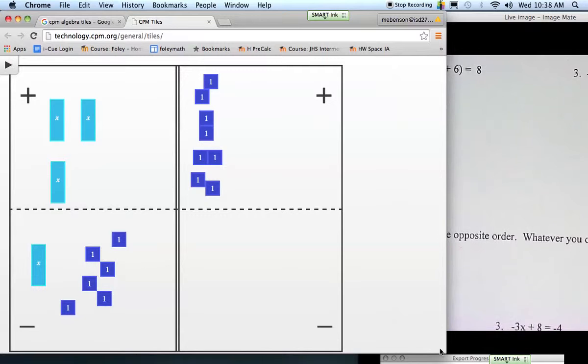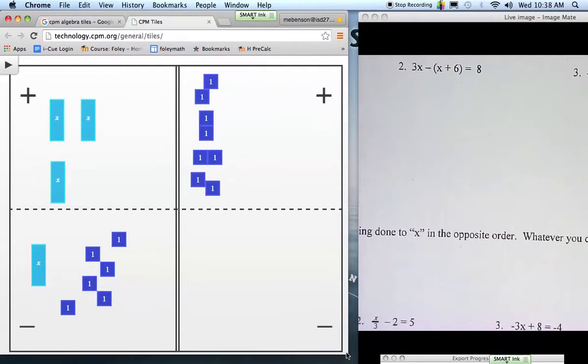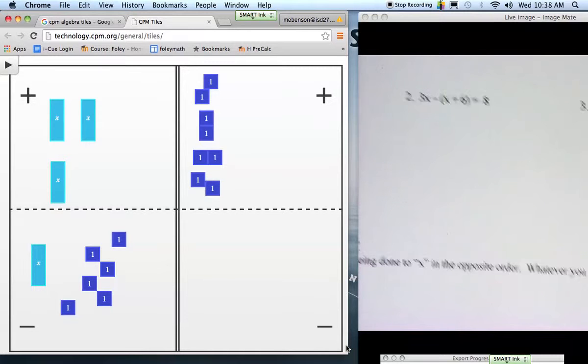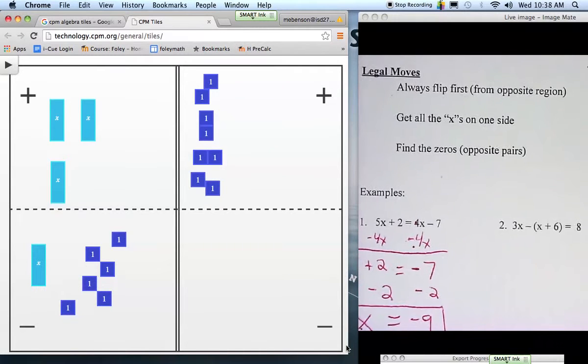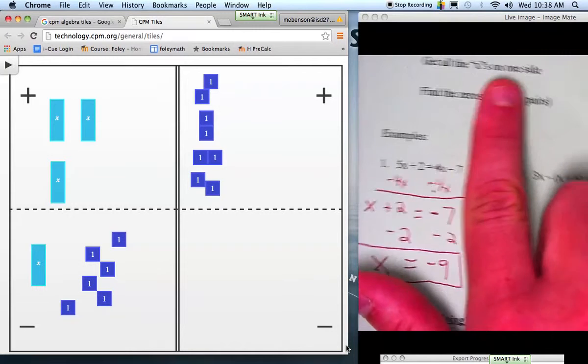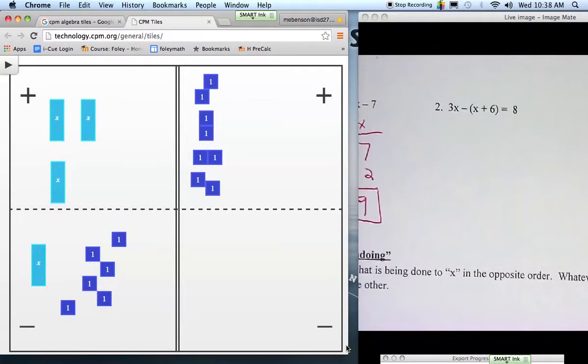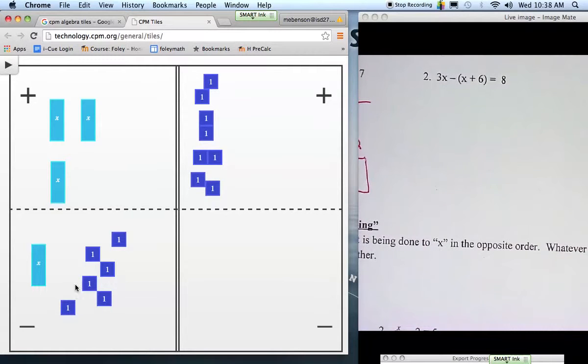So our general steps for solving an equation: the first thing is we're going to take care of anything in the opposite region. Anything in the opposite region, we're going to flip first. On the left-hand side here we have things in the opposite region, so we're going to move them to the top, and when we move them we flip them.